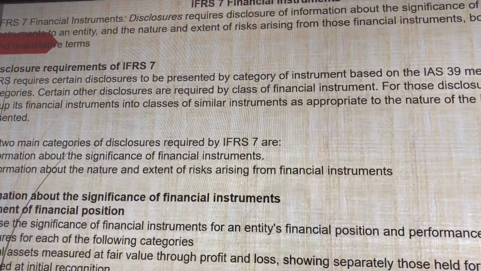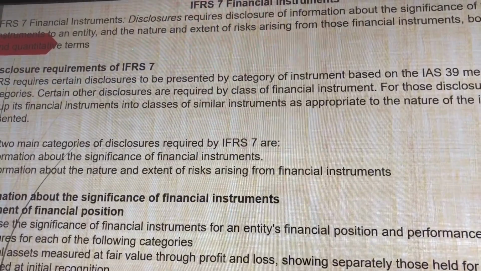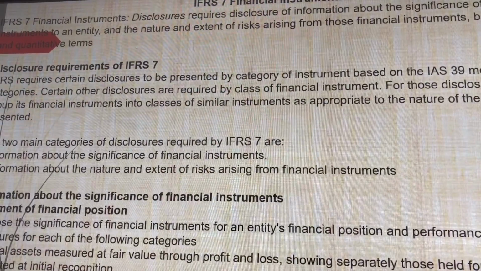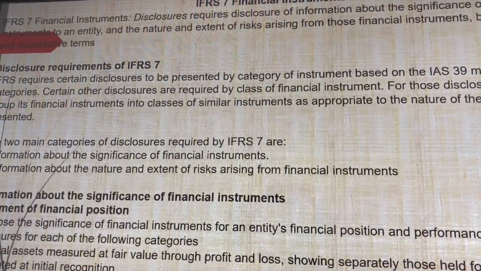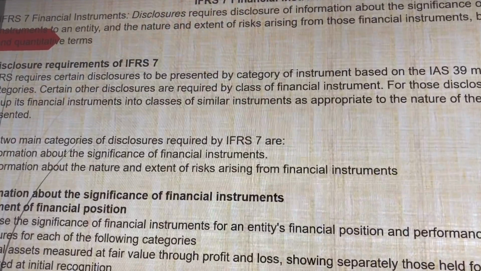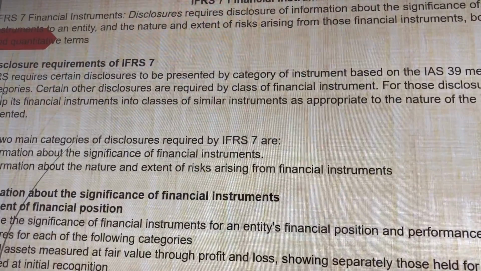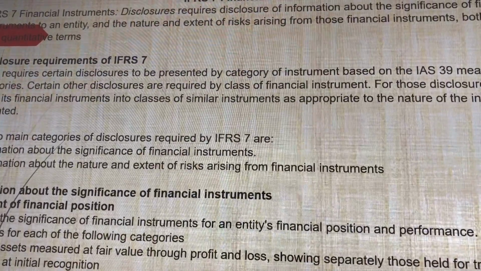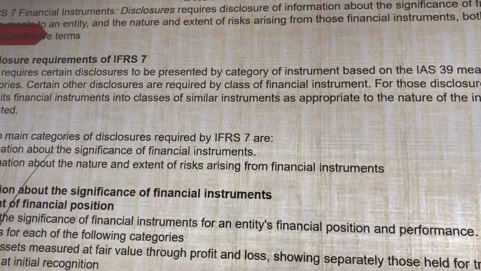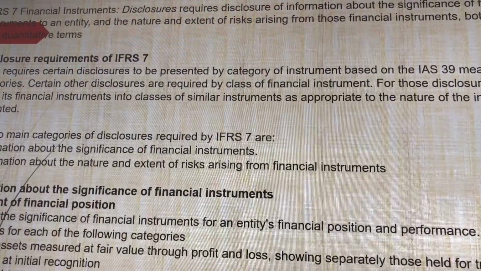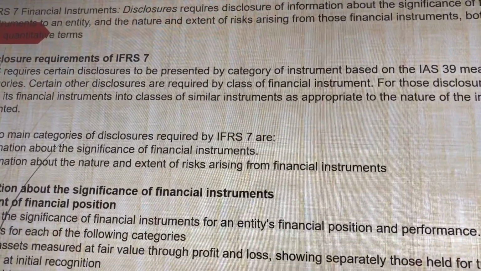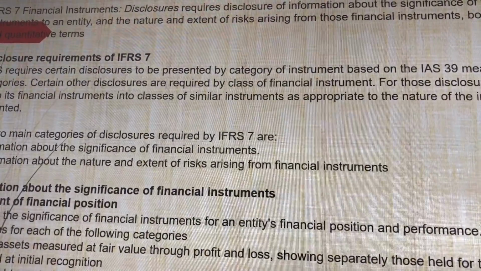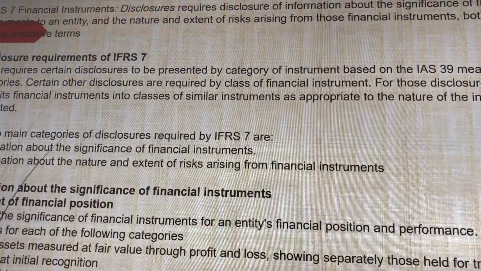Today we are studying IFRS 7, International Financial Reporting Standard 7, Financial Instruments. It requires disclosure of information about the significance of financial instruments to an entity and the nature and the extent of risk arising from the financial instrument, both in qualitative terms and in quantitative terms.